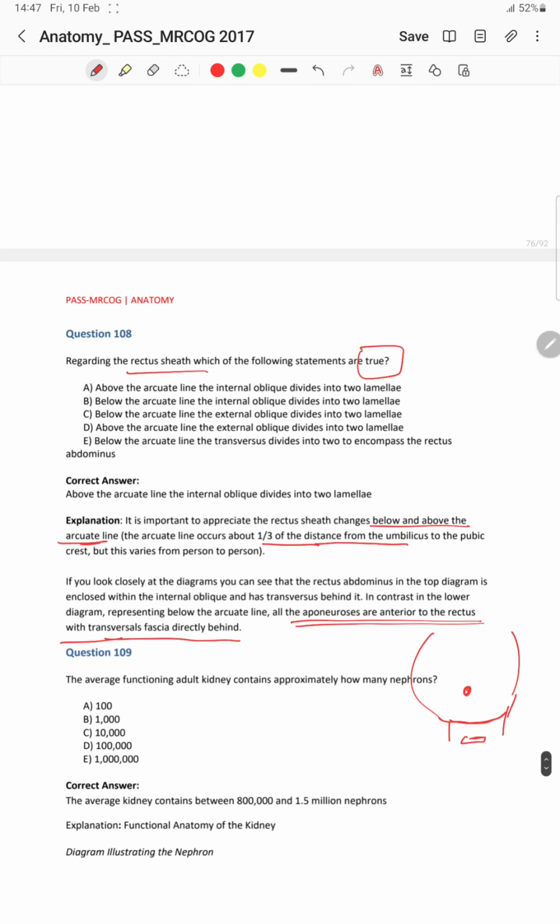Let's move to the options. Above the arcuate line, the internal oblique divides into two laminae. Yes, this is true: above the arcuate line, the internal oblique divides into two laminae, the anterior and the posterior. Below the arcuate line, the internal oblique divides, no. The external oblique divides into two laminae above the arcuate line, no. Below the arcuate line, the transversus divides into two laminae, no.